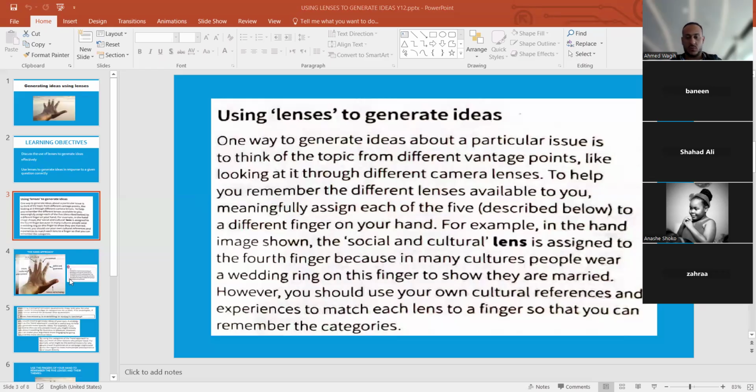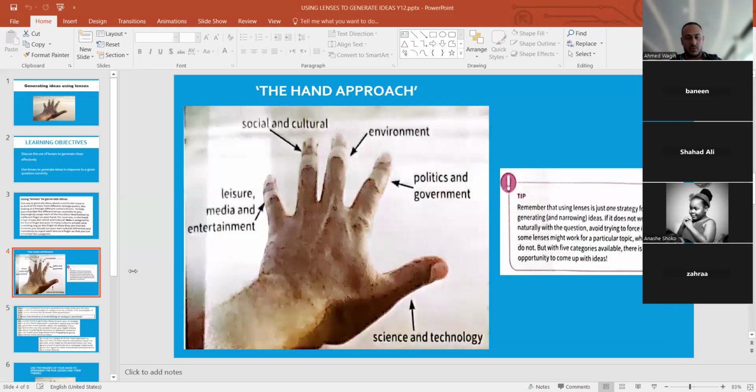Let me show you this one. So we have social and cultural lens, leisure and media lens, environment lens, politics and government, science and technology. So if you have any question in the exam, like any essay question, you have 10 questions, you choose one to discuss or to write an essay about. You go to the ideas and generate and relate it to these points. So it should be related to one of these, anything.